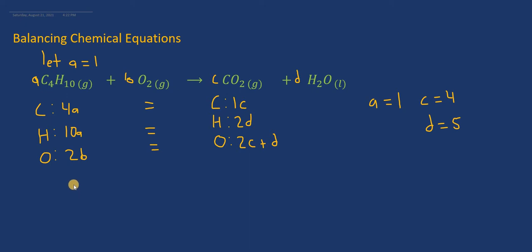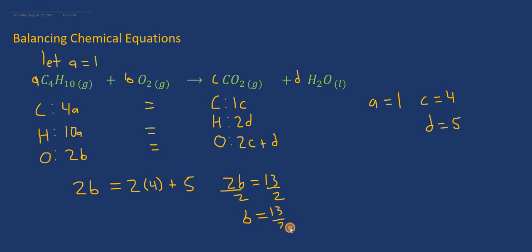So now we have oxygen. For oxygen, we're going to say 2B is equal to 2, and we're going to substitute 4 for C, plus, and we're going to substitute 5 for D. So 2 times 4 is 8, plus 5 is 13. So that simplifies down to say that 2B is equal to 13. Divide the 2 over, and we get that B is equal to 13 halves.